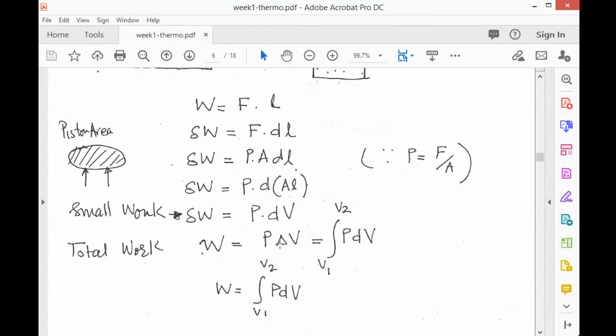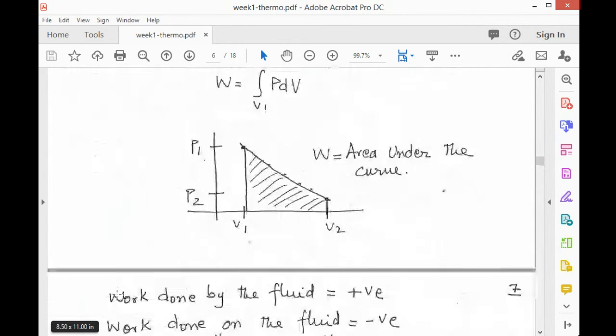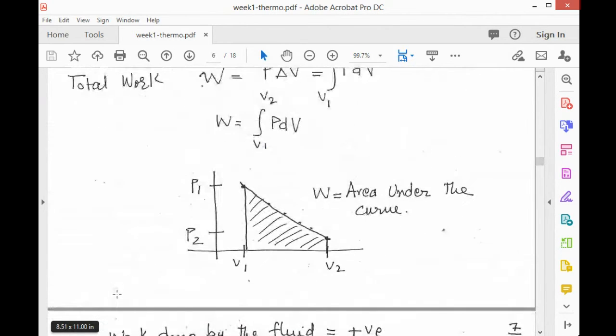W is P delta V if the pressure is constant. If pressure is not constant, you write the integral, with P inside. P comes out only if the process is at constant pressure. So there are two ways you can write it. Remember this. Also, work is the area under the curve. If you plot pressure versus volume, the area under the curve is the work. You should know this.